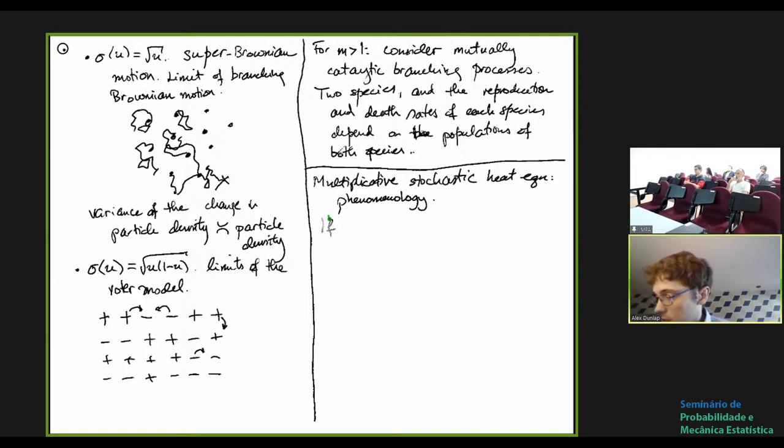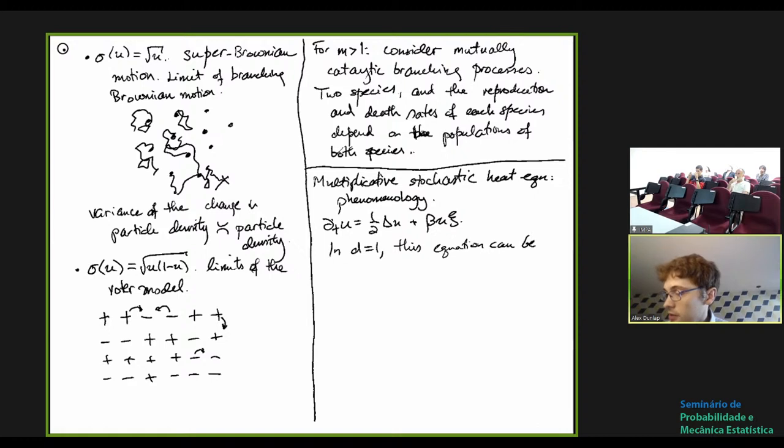I guess I can rewrite the equation. So ∂_t u is 1/2 times the Laplacian of u plus beta times u times the noise ξ. In dimension one, this equation can be solved. It's not totally obvious how you would solve it, because the space-time white noise is very rough. It's totally decorrelated in both space and time, which means it's a very rough object. Nonetheless, in dimension one, this equation can be solved using Ito-Walsh integration.